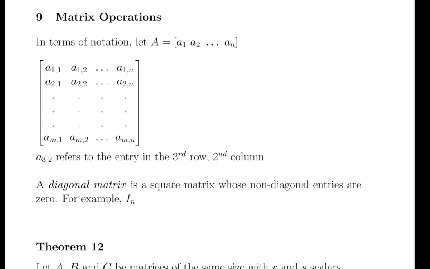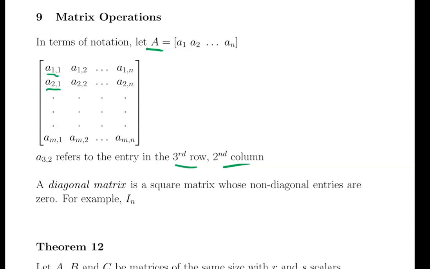Section 9, matrix operations. It's more of a notation kind of section. A1 is the first column of the matrix A, A2 is the second column, etc. And so we can annotate each position. The 1-1 position means first row, first column. 2-1 means second row, first column, etc. And A3-2 obviously refers to the third row, second column.